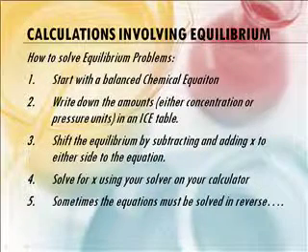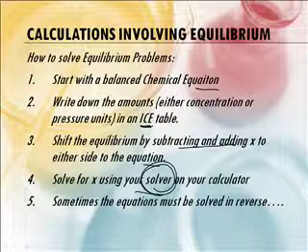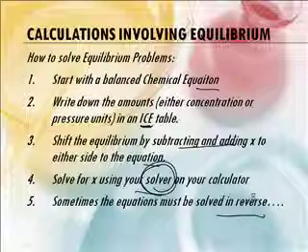We're going to start learning how to solve equilibrium calculations. How do you solve equilibrium calculations? Well, you start with the balanced chemical equation. It's kind of like stoichiometry, but on steroids. Write down the amounts. You can use what's called an ICE table. Shift the equilibrium by subtracting and adding x to either side of the equation. Solve for x using the solver. Today we're going to do solver learning. This is the coolest thing on your calculator you can imagine, guys. And sometimes they have to be solved in reverse. We'll talk about that as we go.